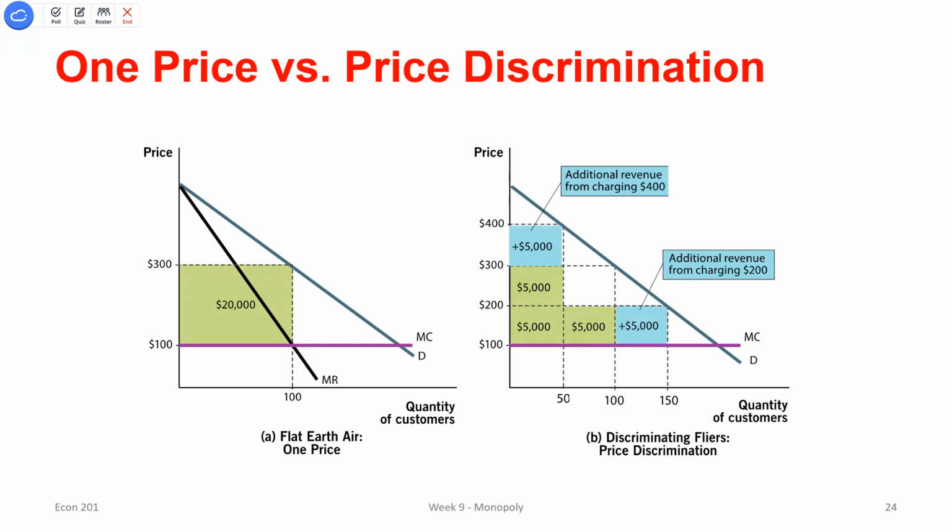You can think about here, we have a single price monopolist. They're only able to charge one price of 300. Well, instead, for these first 50 consumers, I can get away with charging a price of 400. I can gain additional profit here. Before, from these first 50 consumers, I was only getting $10,000. Now, by identifying that they have a higher willingness to pay, I can charge them $400, making an additional $5,000.